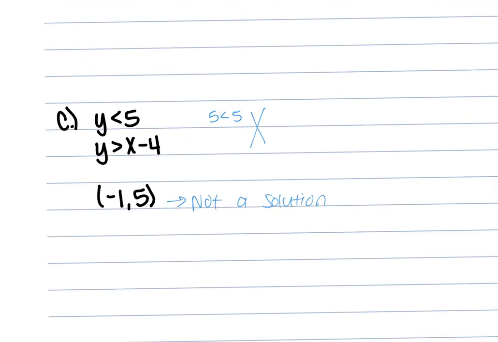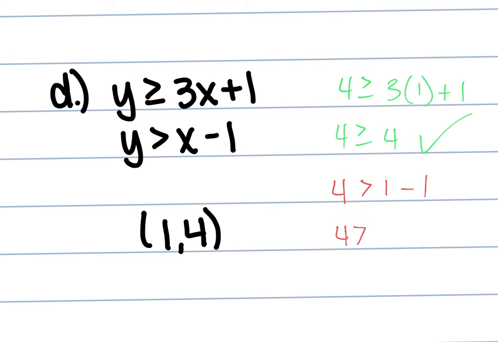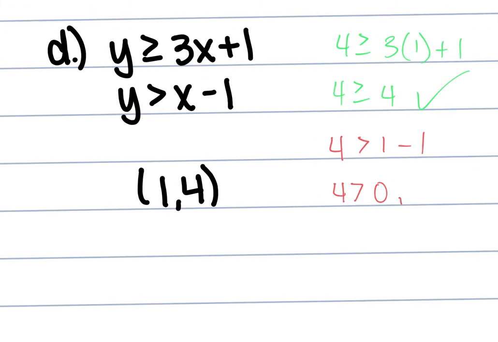Got it? D. Y is greater than or equal to 3x plus 1. Let's go ahead and plug in. We're going to get 4 is bigger than or equal to 3 times 1 plus 1. This is going to be 4 is greater than or equal to 4, and like Ali said, that is completely true. And the second one, 4 is greater than 1 minus 1. This is going to be 4 is bigger than 0, which we should all know is true. So if they both work, we can say that this is a solution.